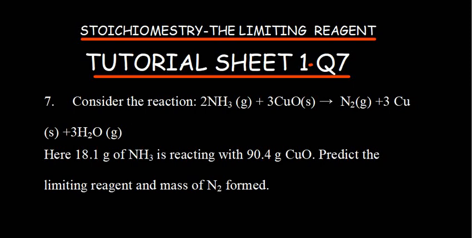So the question is saying, consider the reaction, and we've been given the masses of the reactants. We've been given 18.1 grams of ammonia, which is reacting with 90.4 grams of copper oxide. Then we need to predict the limiting reagent and the mass of the N2 that is formed. The question is not very difficult. We just have to understand how we're supposed to go about it. Let's get into it.